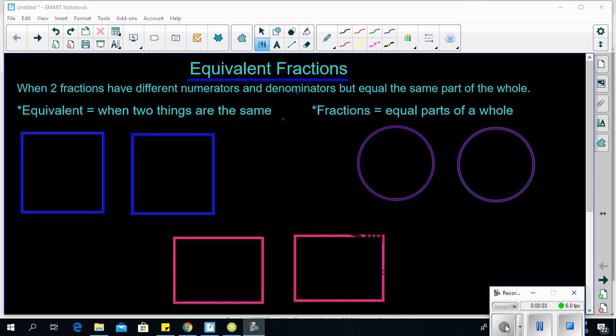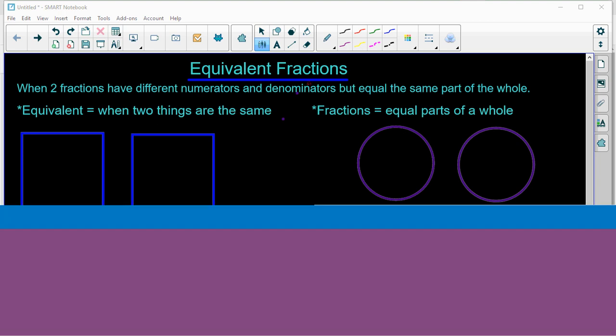Equivalent fractions. When two fractions have different numerators and denominators but represent the same part of the whole, that is called equivalent fractions. Equivalent is when two things are the same, and fractions are equal parts of a whole.